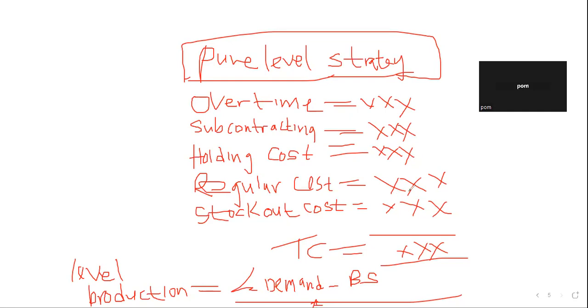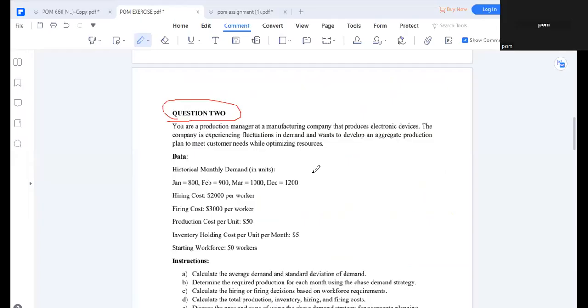So that's our level production. All right, so now getting down to question 2 that we need to do here. It says you are a production planner or manager at a manufacturing company that produces electronic devices. The company is experiencing fluctuations in demand and wants to develop the aggregate production plan to meet the customer needs.